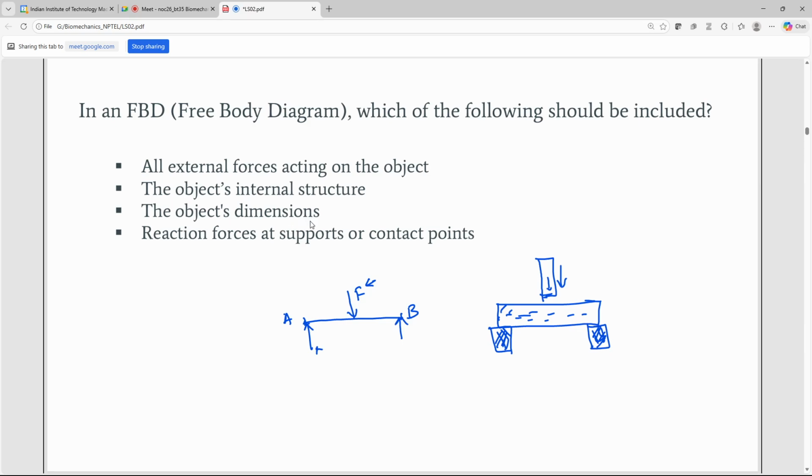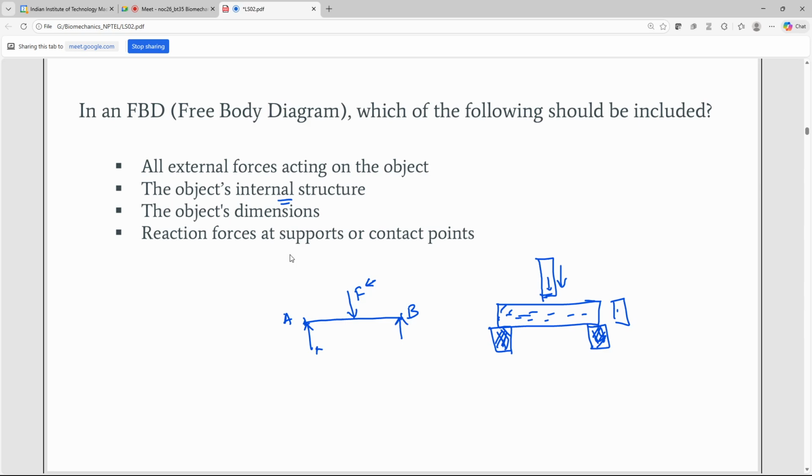I don't want to have any idea of the object's internal structure because I don't want to know whether the log of wood is hollow or has any other particular structure, and also the object's dimension. That is, what is the cross section of this particular log of wood, whether it is circular, square, or rectangle. I don't want to know. Because we are only analyzing the forces in equilibrium. That is, we are taking it as an equilibrium condition and it's a statics problem.